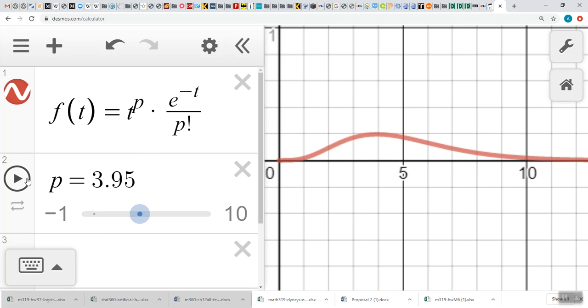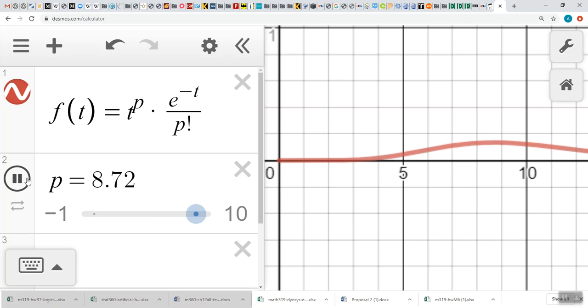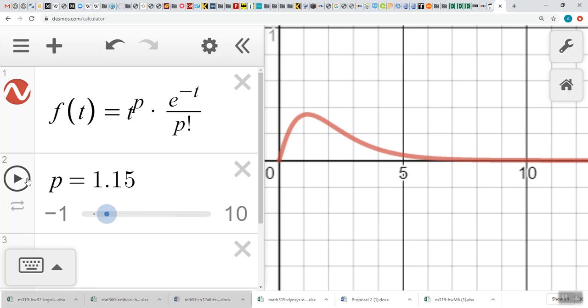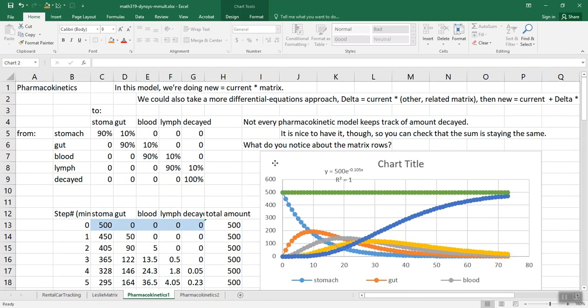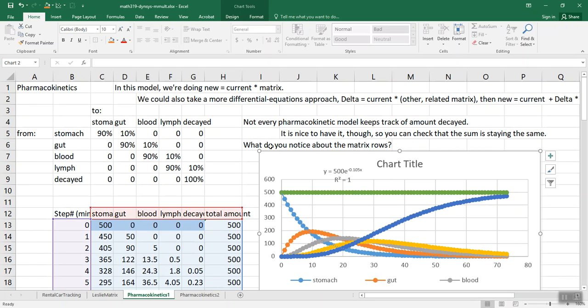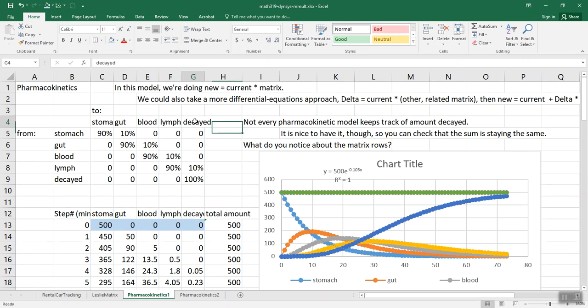And these are actually also related to the chi-squared distribution in statistics. So lots of fun stuff going on there, and if you've taken a calc class from me, you've also heard them called surge curves. So not every pharmacokinetic model keeps track of the amount that's decayed, but the nice thing about that is if you do, then the total amount should stay the same, and that's a good way of debugging your spreadsheet.